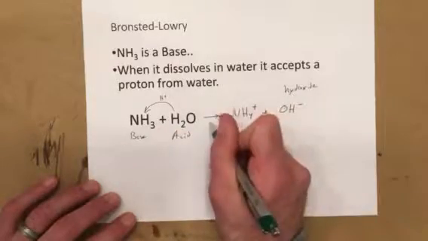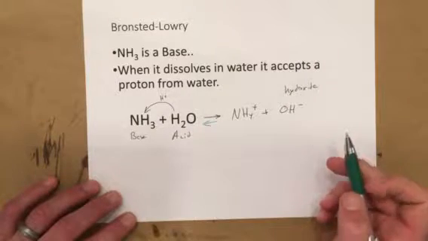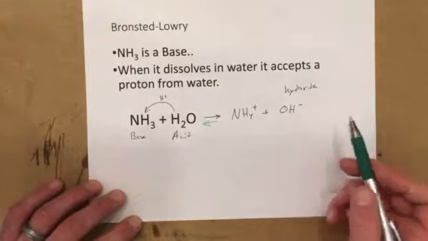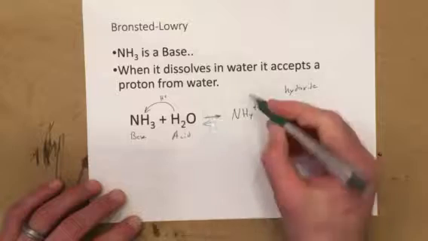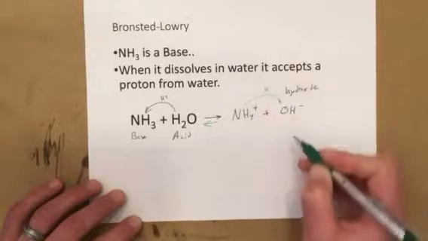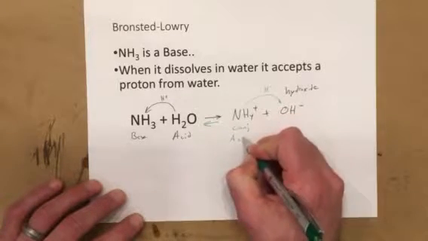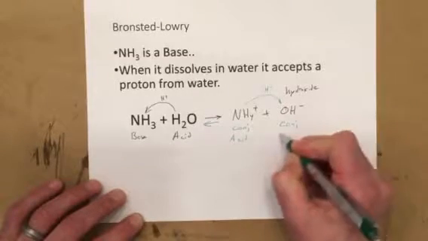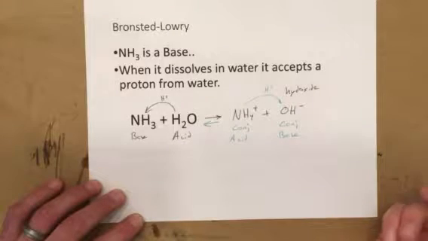If we imagine this reaction running in reverse, if these products go back and become reactants again, we can see what's going to be gaining and losing the proton. For NH4 plus to go back to being NH3, it has to lose 1 proton, lose 1 hydrogen ion. So this is your conjugate acid. And then hydroxide is your conjugate base, because it needs to gain 1 proton to go back to becoming water.